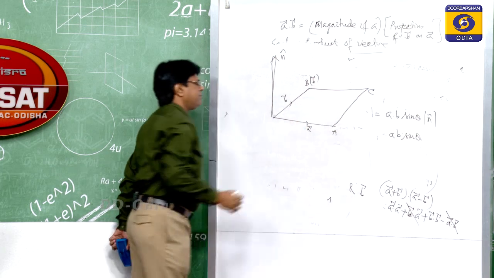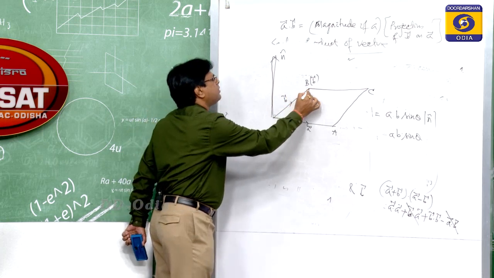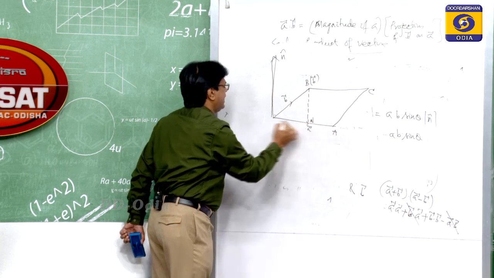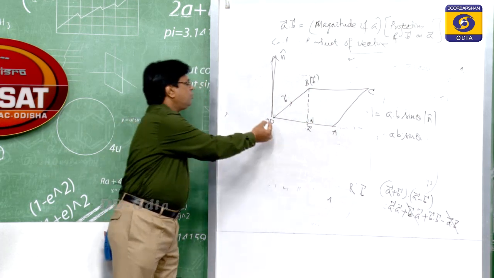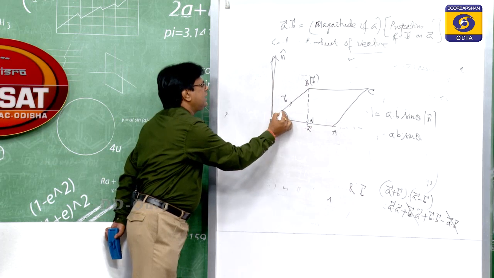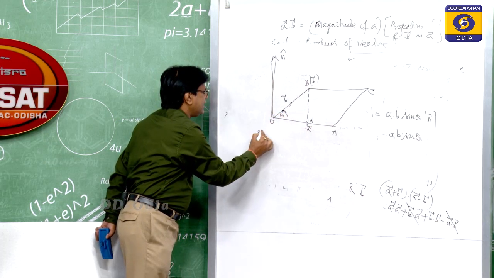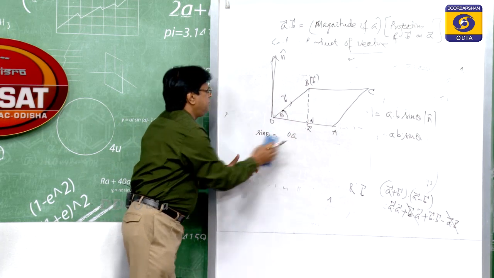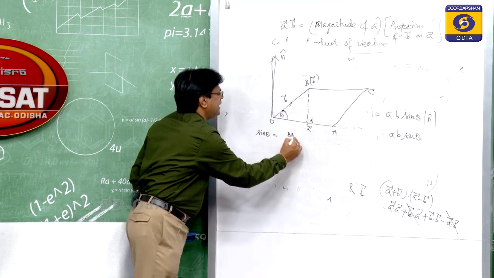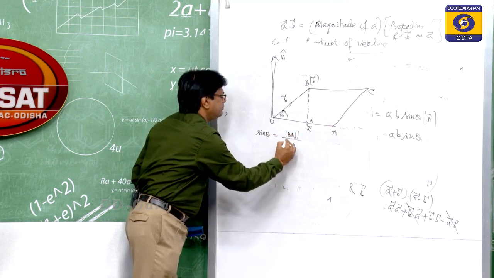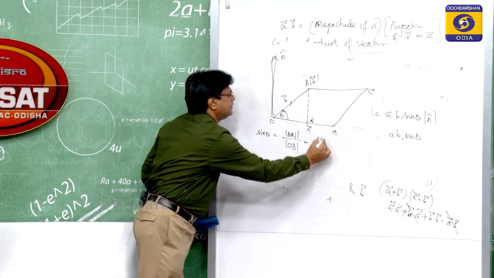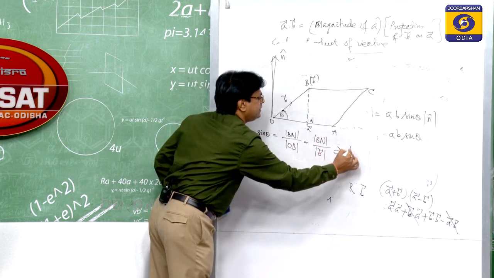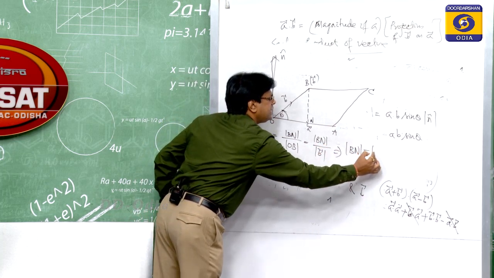this is your C. Then, on the A vector, we draw a perpendicular from B. Suppose this is your N, this is your O. So, in triangle OBN, this is your angle theta. So, sin theta is nothing but BN by OB, that is BN by the magnitude of B vector. So BN is B sin theta.